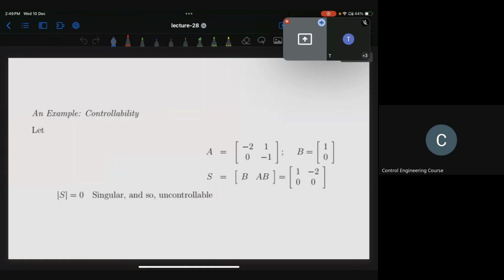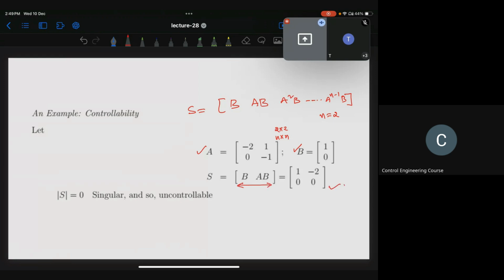So for example, if we have an A matrix and a B matrix, here the S matrix is nothing but B, AB, A squared B, and so on, up to A power n minus 1 times B. Here n is the size of the matrix, which is 2 by 2, so n is equal to 2. That means you will have only these two terms.